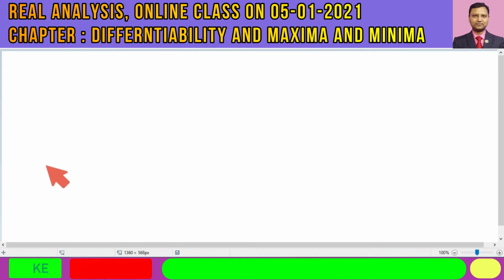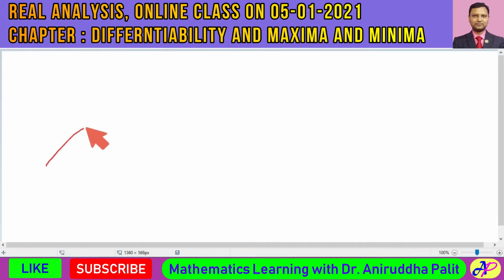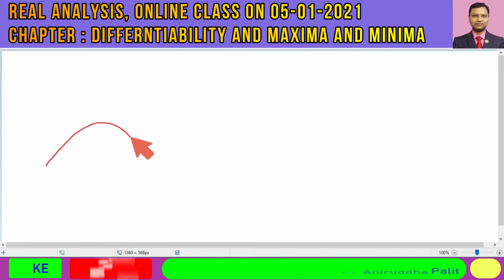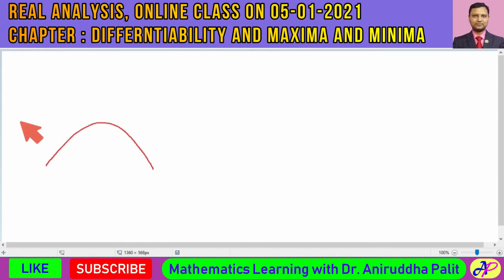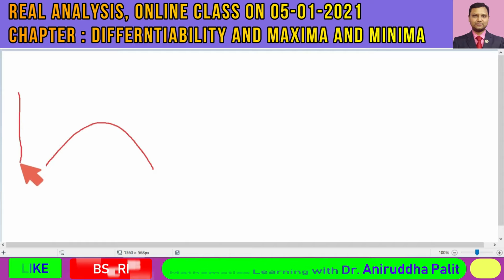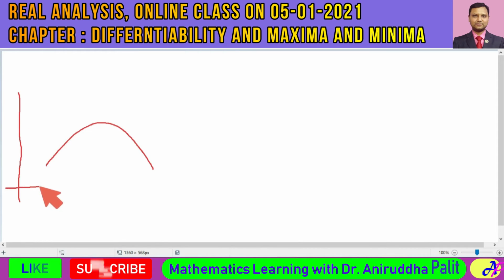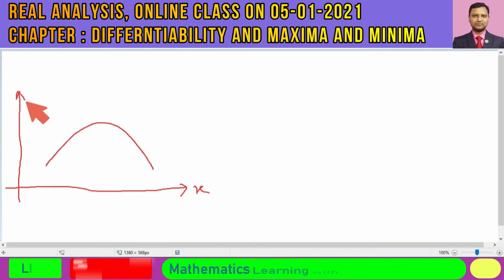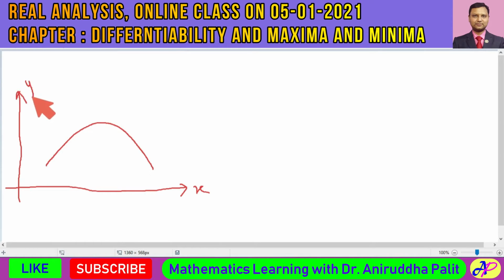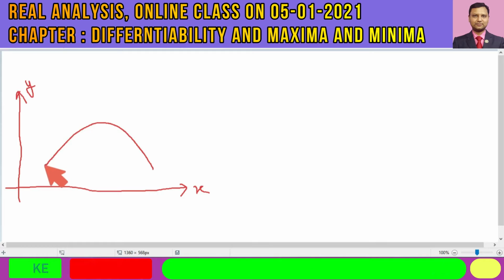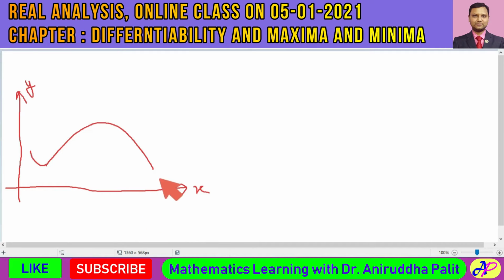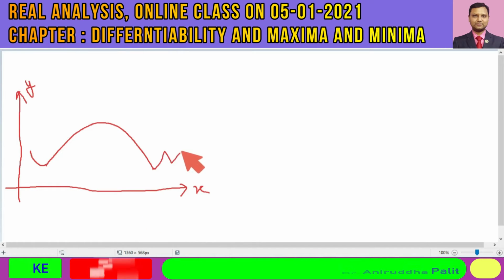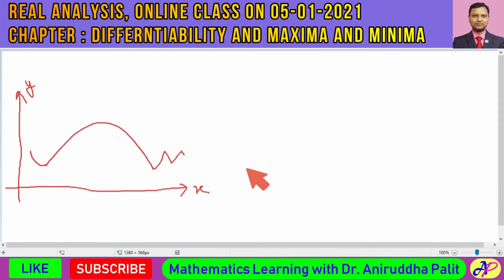Like this, generally we have a function, this kind of function. Maybe these are the two coordinate axes. Say this is our x-axis and this is our y-axis. The function may have this kind of nature, may have different kinds of nature as well.